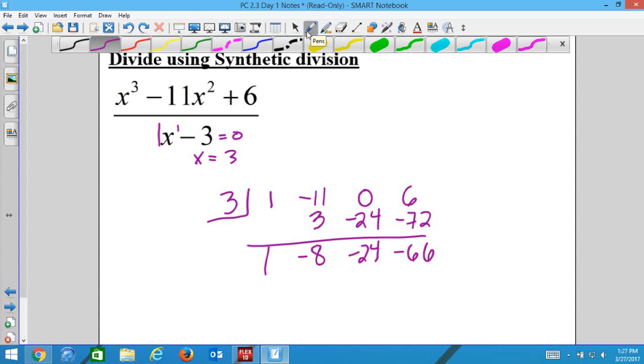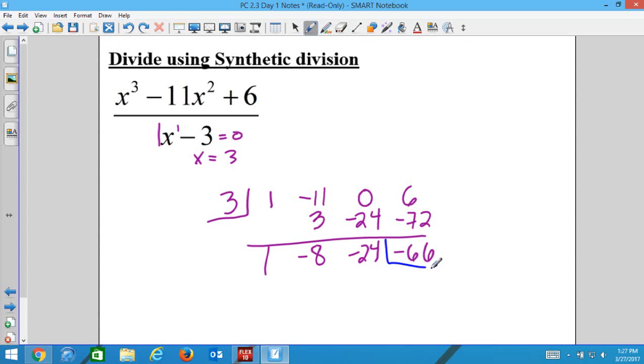Once you get there, this last number is always the remainder. That's why I just put it in a box, because that's my remainder. And because we divided by 1x to the first power, that will always make our answer 1 power less than the original. It will always be 1 power less than whatever that is.